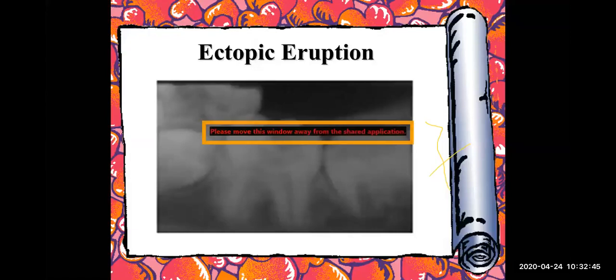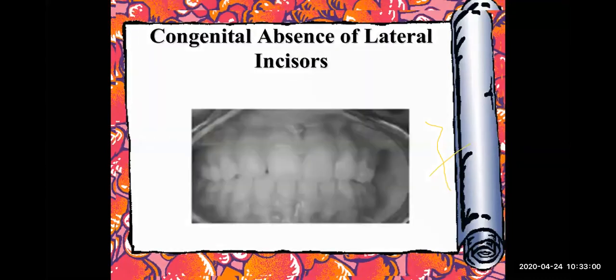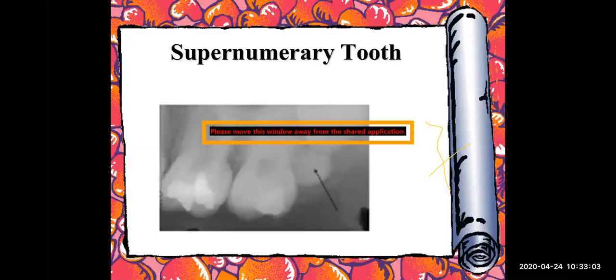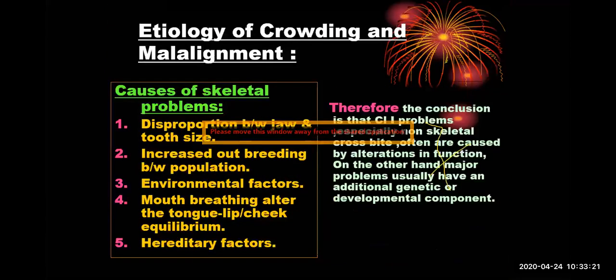Congenital absence of lateral incisors. Supernumerary teeth, this is also very, very frequent. For supernumerary teeth, the treatment is much simpler; maximum you will have some midline diastemas. We have very advanced orthodontic techniques now.